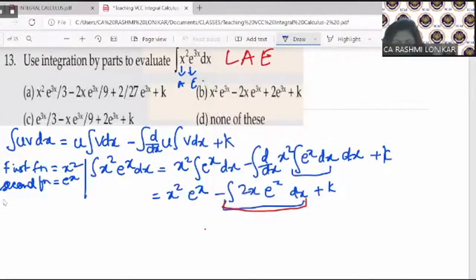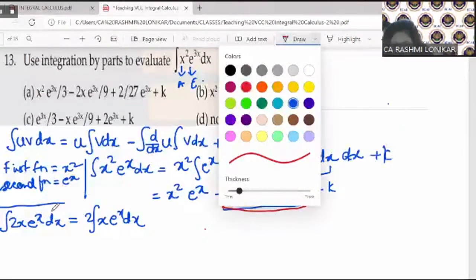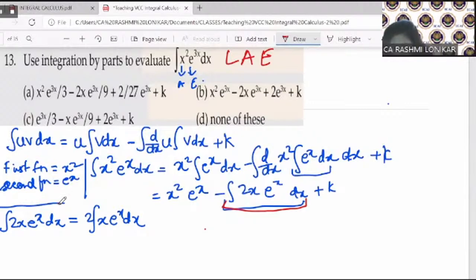Now here in the second time, what will be that function? See, I have integral of 2x e raised to x dx. This is equal to 2 integral of x e raised to x dx. I'm just showing it to you from here. What will be the integral of x e raised to x dx?